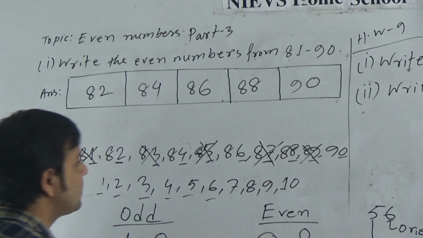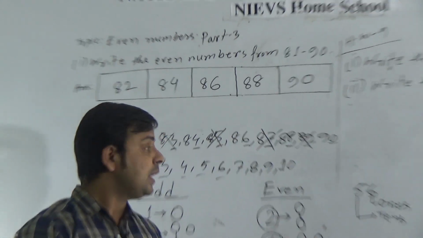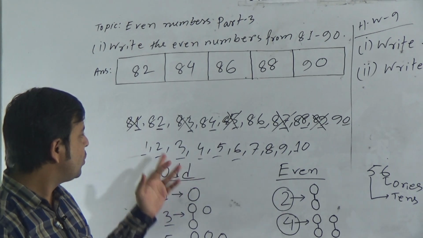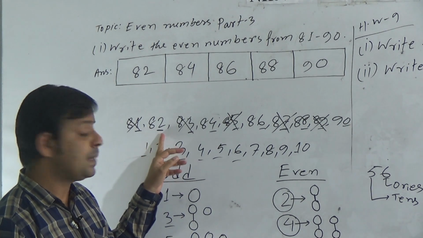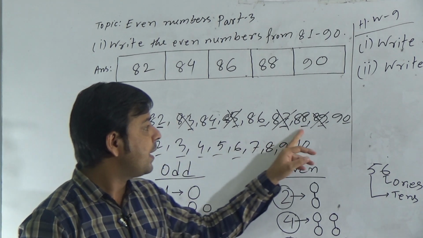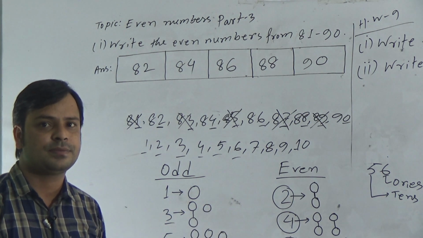Students, I hope you have understood how you can identify whether a number is even or not. You just have to observe the ones place. If the ones place is 2, 4, 6, 8 or 0, then the number will be even.